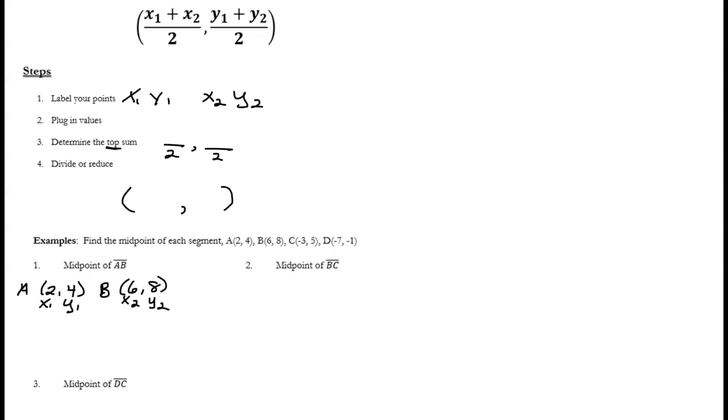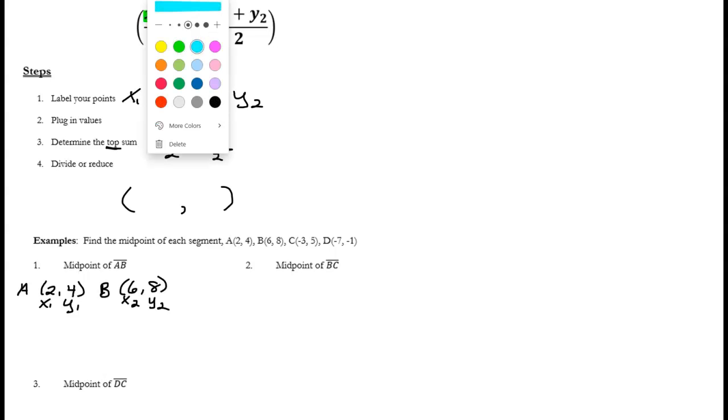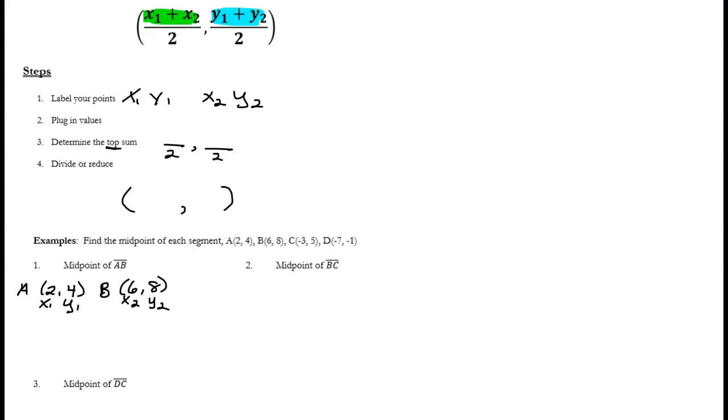Okay, so now I plug it into my formula. And if you notice, x's are on top of the first fraction, and then y's are on top of the second fraction. We never mix our x's and y's. Okay, so now my first x is 2, plus my second x is 6, all divided by 2. I'm going to put a comma. There's a comma in the formula. And then now I do my y's. My first y is 4, my second y is 8, and all over 2.